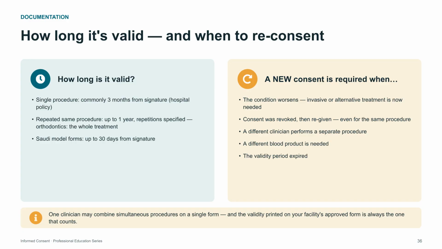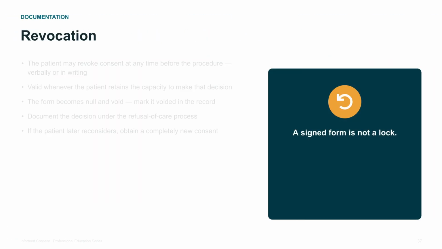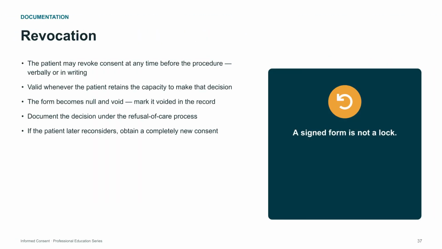A new consent is required if the patient's condition changes, consent is revoked, a different clinician takes over, or the validity period has expired. Consent can be revoked by the patient at any time before the procedure starts. If this happens, the existing form becomes null and void. You must document the decision under your hospital's refusal of care process, and if they change their mind later, you must obtain a new consent.